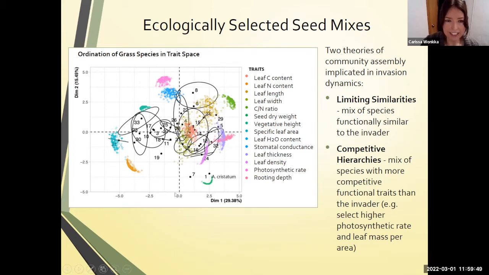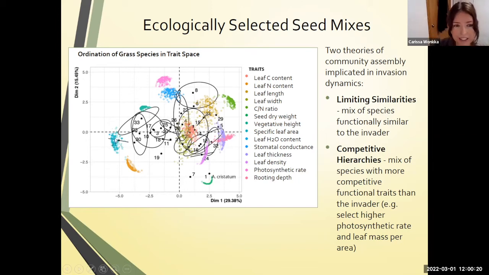So this axis here represents 15% of our variation, whereas this one is 29%. So the ones that are way out on the end of these axes are the ones that show the most variation. And these turned out to be photosynthetic traits. So we had photosynthetic rate here and a specific leaf area or stomatal conductance. And those are very important to resource acquisition and competition, as is specific leaf area, which talks about how much area there is for photosynthesis to occur.